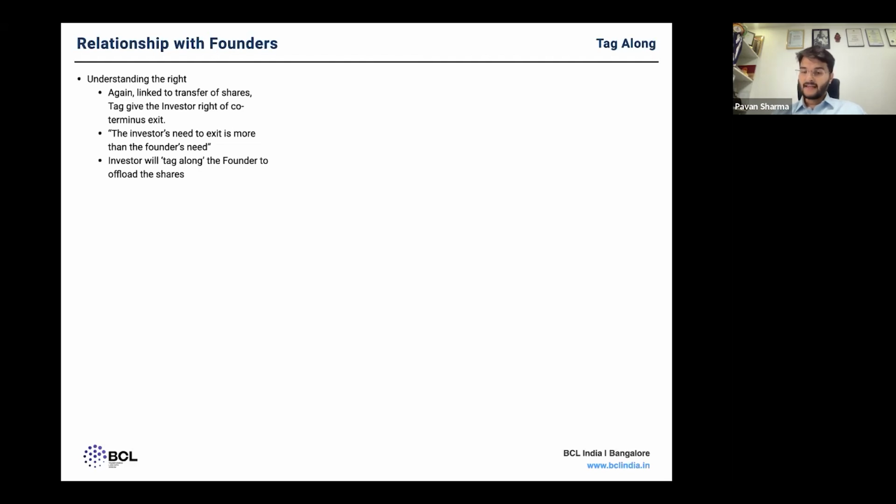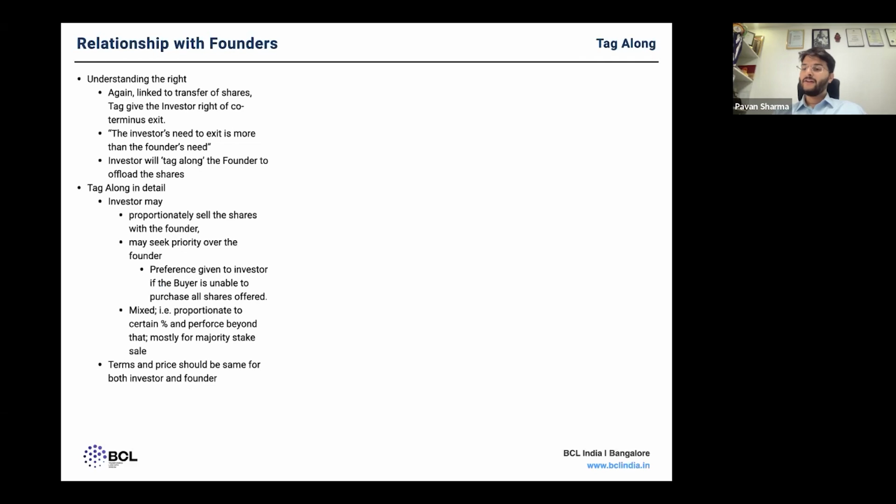And at the time of the sale is when you have the concept of tag along. Tag along says that the investor will, like the word says, tag along with the founder to sell the shares. So if the founder is selling, say, 10% of their ownership in the company, say the founder owns 15% of the company, and wants to dispose 1.5%, which is 10% of the ownership, the tag along clause says that the investor will also have a similar right to transfer 10% of its ownership.